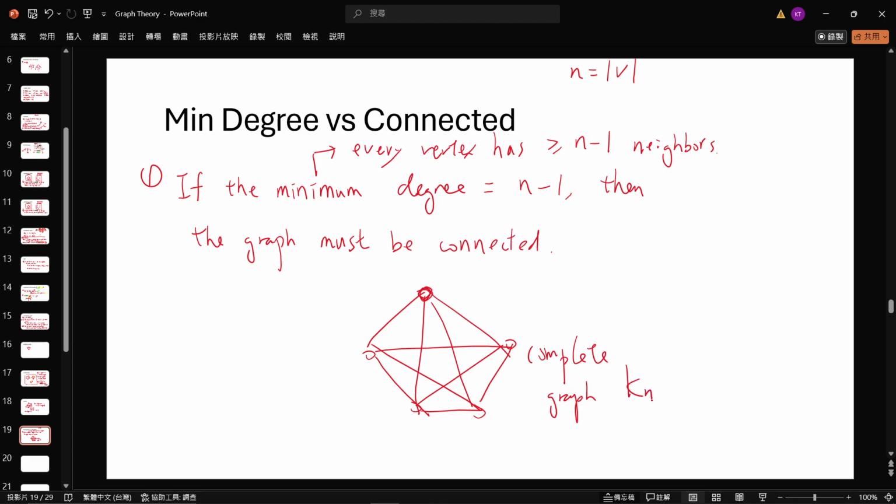And we write Kn, okay? So this means a complete graph that has n vertices, okay? By complete, this means for every 2 vertices, there's an edge. This is a complete graph, okay? So the answer is yes, okay? So if the minimum degree is n minus 1, then the graph is complete graph. So yes, connected, okay? So this is just a warm up, okay? So very, very easy. So the second one.